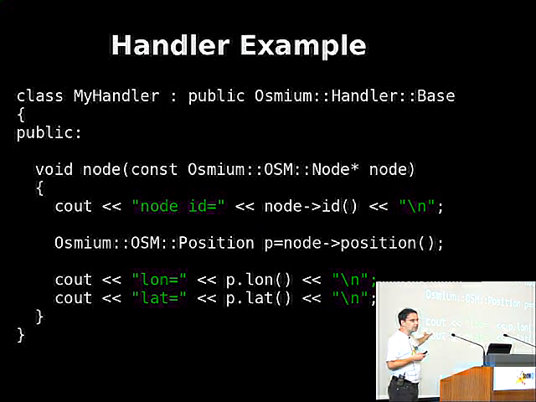So this is a complete handler here. You define a class myHandler that derives from the Osmium handler base class, which implements all the calls that you're not interested in as empty calls. And then in this case, all I do is I get the node object, and I say, okay, print me out the node ID and then the position. This is all this thing does, but this is a complete handler. Obviously, in your handler, you want to do something more clever, but it's not much more than this that you have to do.